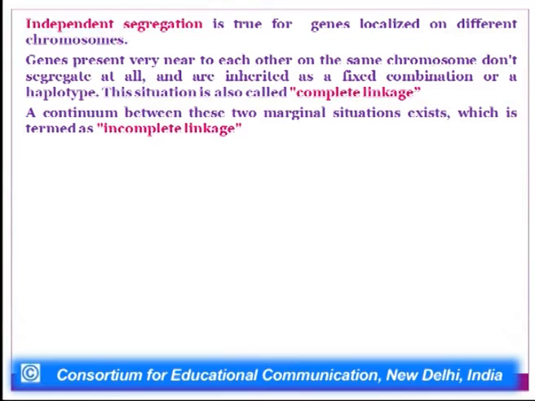Independent segregation is true for genes localized on different chromosomes. So, if the genes are located on different chromosomes, they tend to segregate independently. However, genes which are present very near to each other on the same chromosome do not segregate at all and are inherited as a fixed combination, what is referred to as a haplotype. This situation is also called complete linkage. A continuum between these two marginal situations exists, which is termed incomplete or partial linkage.